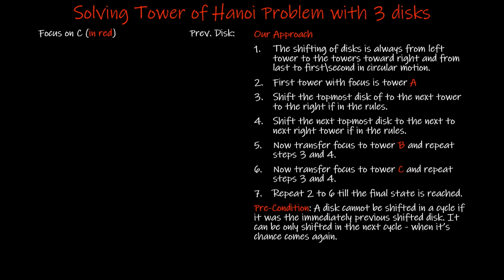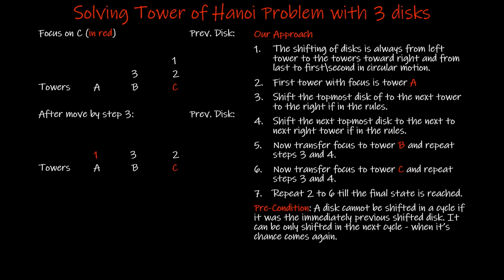So C is in focus again. We have the topmost disk as 1, and we can shift the disk 1 according to rule 3. So by rule 3, we do the shifting and we have this particular arrangement. A has disk number 1. Okay. Now we have one more disk on the tower C, which is 2. Can this be shifted? Yes. As per rule 4 or step 4, we can do the shifting. Okay. And it has to go to the tower right of A, which is tower B. And therefore, we have this particular arrangement.